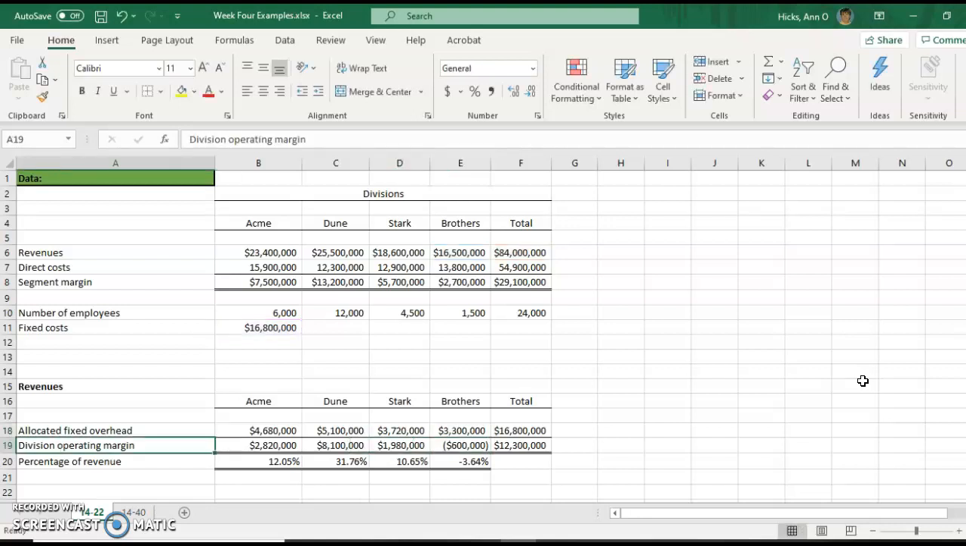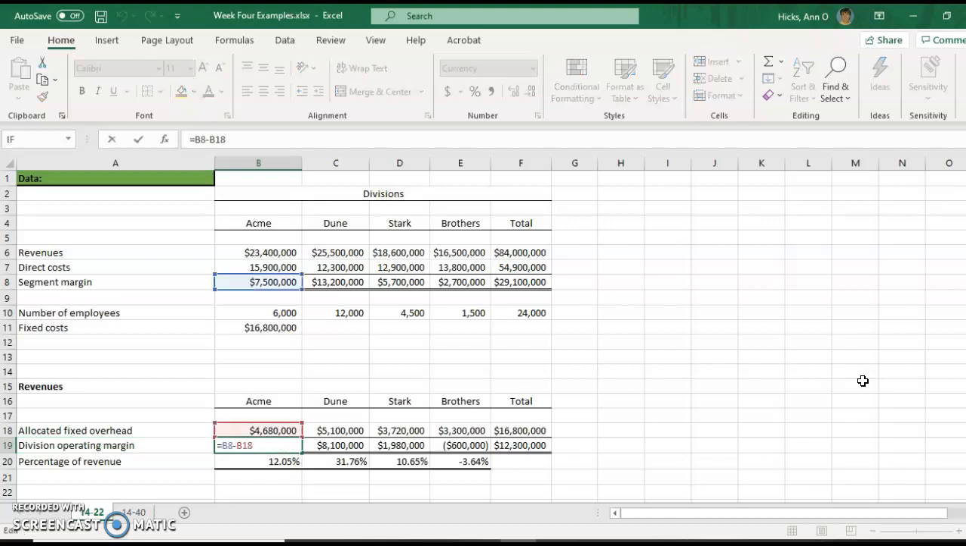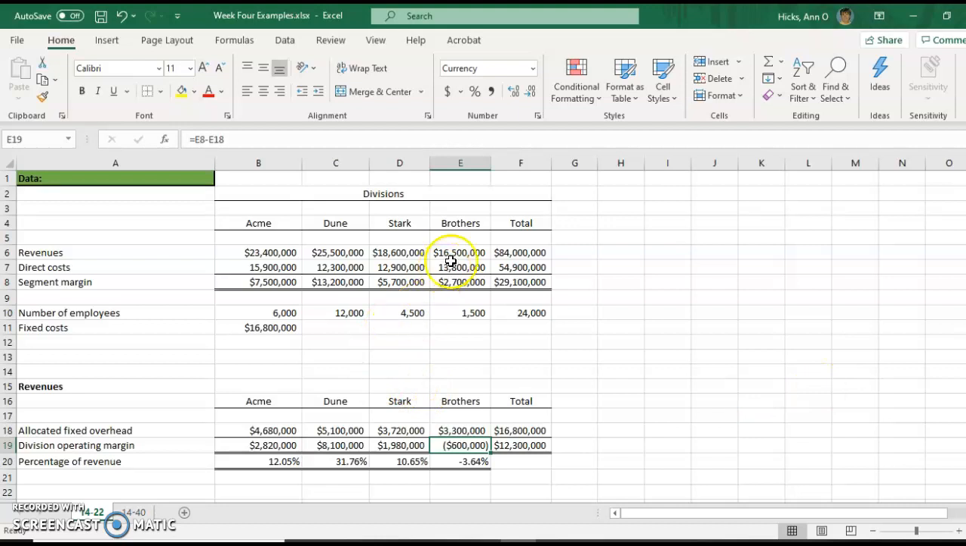Then I've come down to division operating margin, which is merely the segment margin minus the allocated fixed overhead. And if you walk across, you can see that Brothers is hit very hard with this approach to allocation. They have a high level, you'll notice, of direct costs, which means their segment margin, even though they have revenues, their segment margin is not sufficient to absorb the amount of overhead that we allocated.